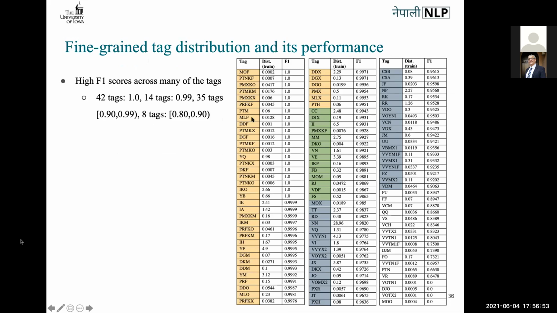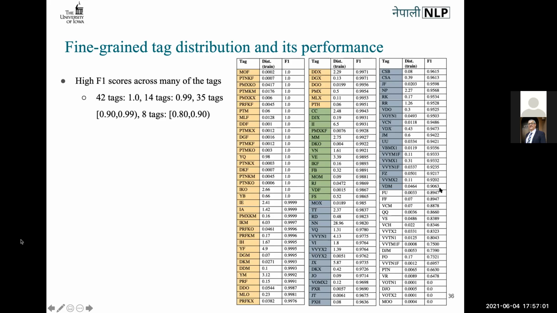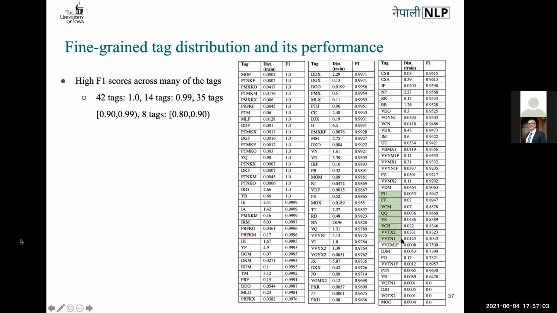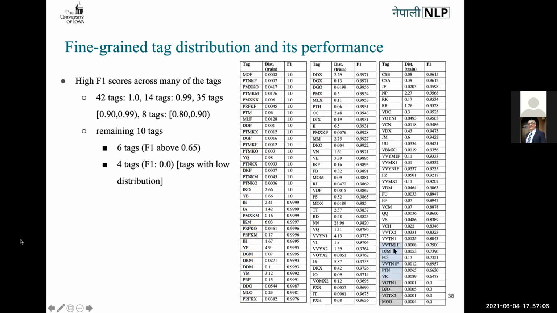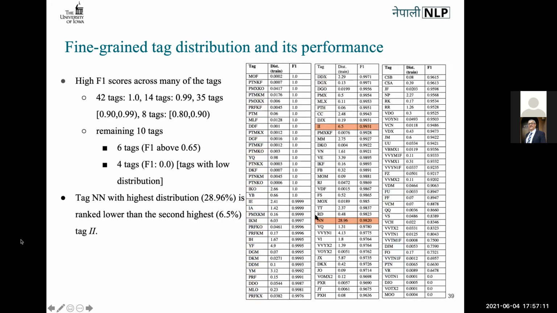So from this table, the one highlighted, it shows that 90% of these tags are above 90% F1 score. 8 of them were between 80 to 90, and the remaining 10, out of which 6 of them were underperforming here. And we also observed that the tag with the highest distribution, this is a common noun, was slightly underperforming compared to the other tag, which was second highest, this post position.